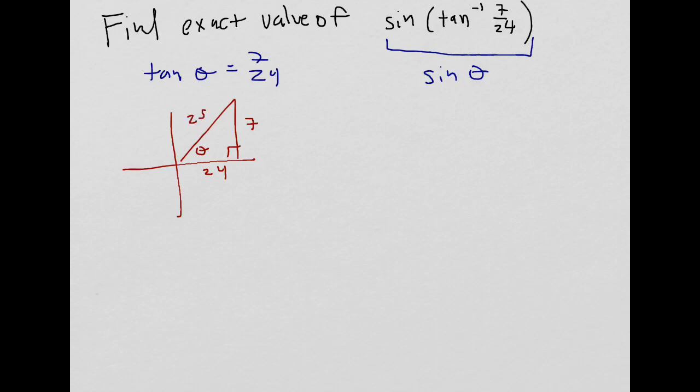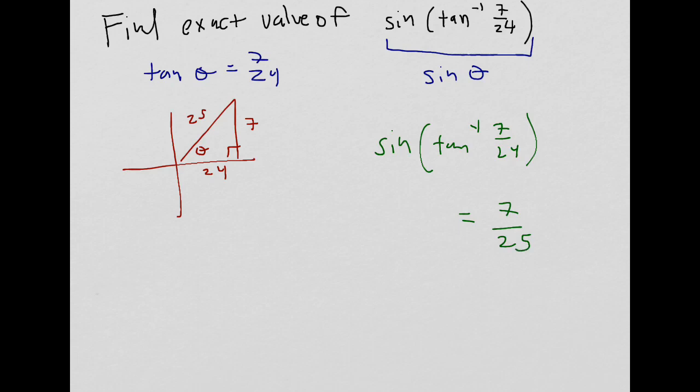So we've gotten all three sides of the triangle, and now we can move on to the next part. What is the sine of theta? The sine of this theta right here. Remember, sine of theta is opposite over hypotenuse, or y over r. So that'll give us a final answer. In this case, the sine of tangent inverse 7 over 24 is just going to equal y over r, in this case 7 over 25.